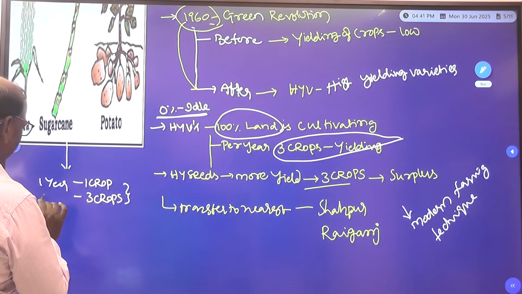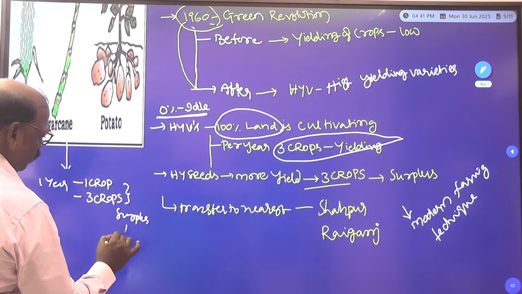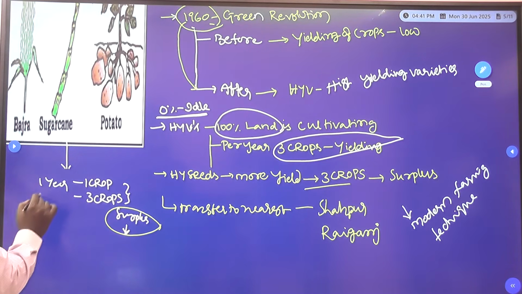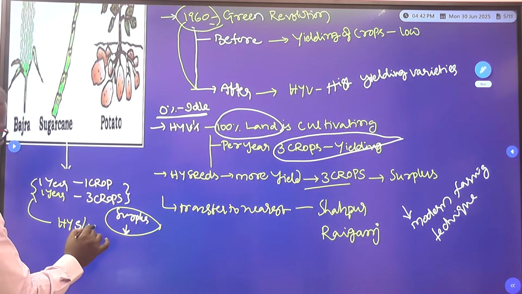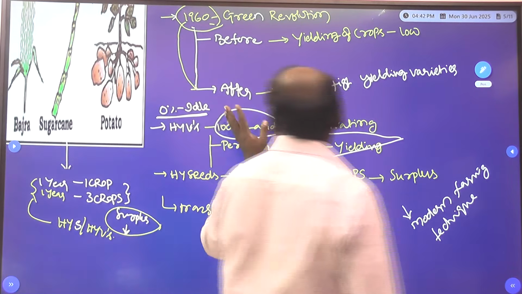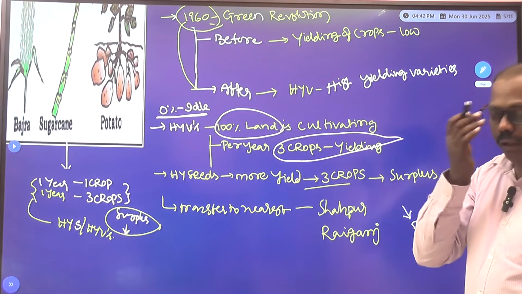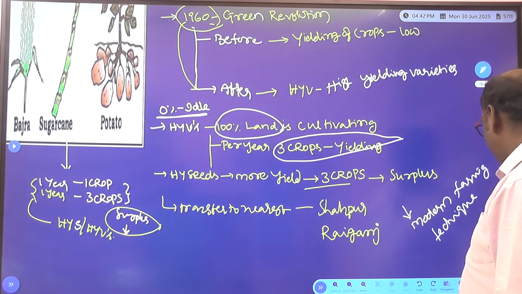So here we can see how much surplus is there. How much surplus is there? We can see within 1 year. Okay. So in 1 year, these are due to the high yielding seeds or varieties, HYVs. So this is what it is all about. Multiple crops they are cultivating in the village of Palampur. Next we'll see what happens.